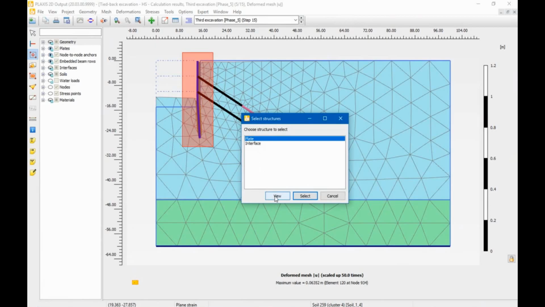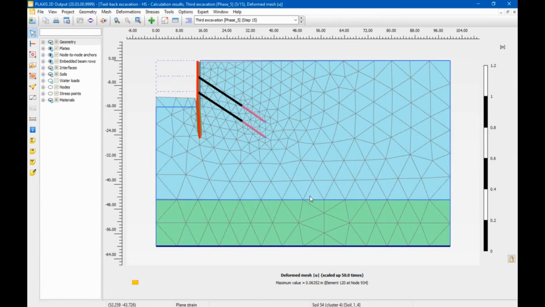I could select the whole wall with the mouse, some people prefer that. I usually just draw an area, and then whatever is in the area, Plaxis will tell me. Here it says, well, you just drew an area, but inside that area there is a plate and there is an interface. What do you want? So I do the plate. Then I don't do select, because if I do select, you see it will only select it. But I actually want to view it. So let me unselect it again.